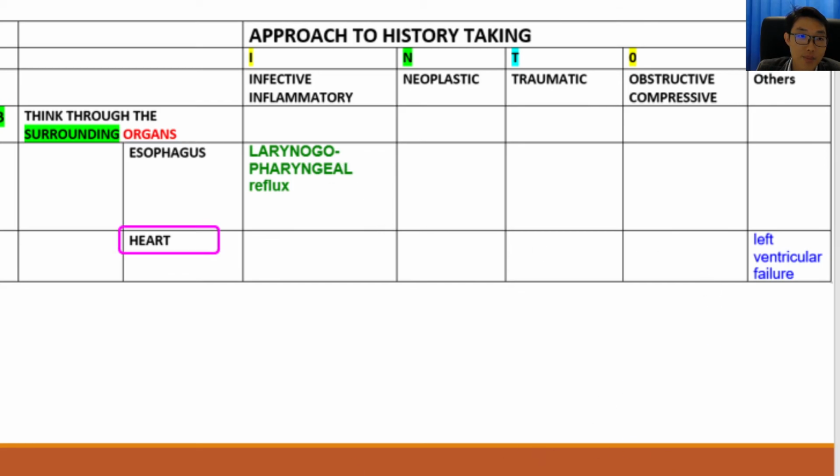And finally, the heart can also cause cough if a person is in left ventricular failure.